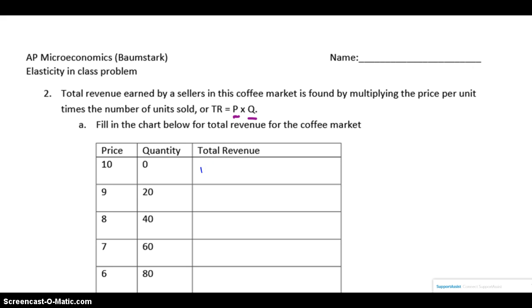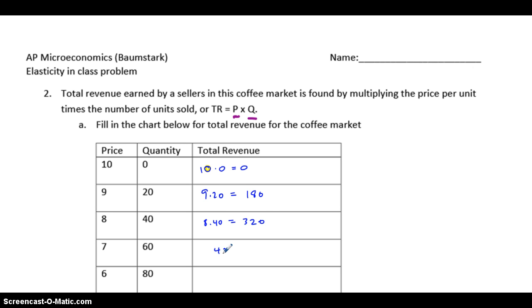So at a price of 10, price of 10 times a quantity of 0, our total revenue is going to be 0. Well, that should not come as a surprise. If we sell nothing, we're going to make nothing, even if the price is 10. Here, we have 9 times 20. And here we're making $180. And then we can continue on in this way. 8 times 40 is going to be 320.